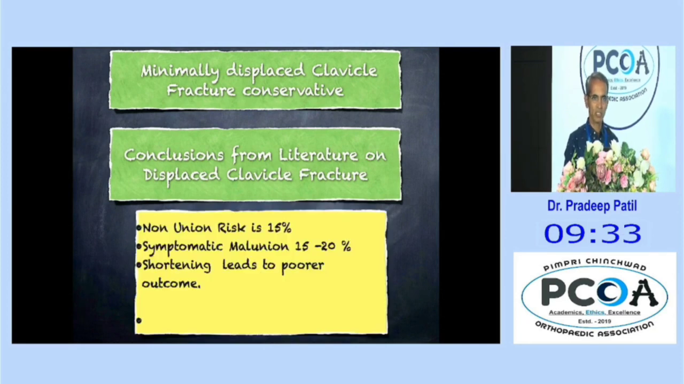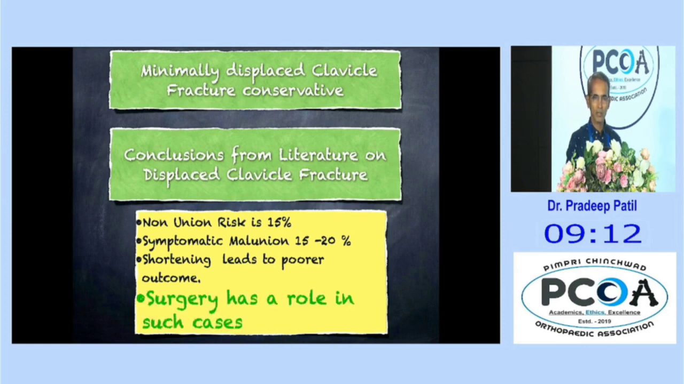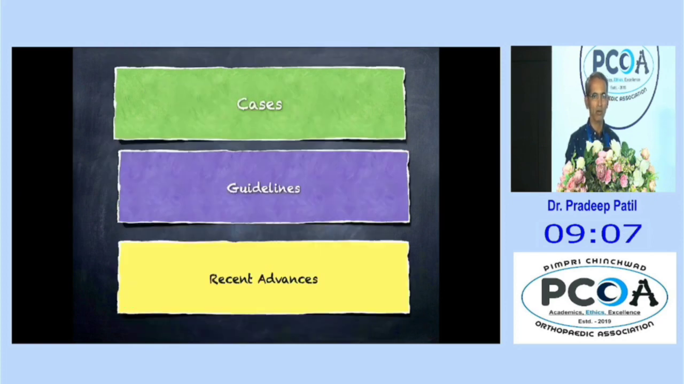In displaced fracture, the non-union rates are around 15% and the symptomatic malunions are 15 to 20%. So this is a good number of cases who are having problems in displaced clavicular fractures, and shortening is the main concern that leads to many problems of the shoulder and scapula, and surgery has a definitive role in some cases. So I'm going to talk on some of the cases, and we can form guidelines for the treatment and some of the recent advances.